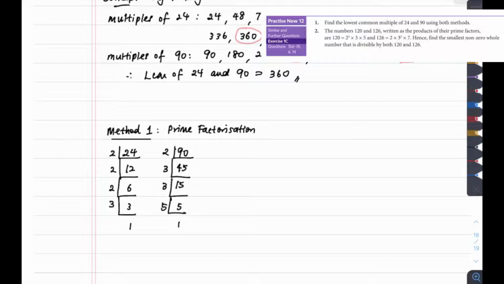So 24. Now let me list them down separately. So I have 2 times 2 times 2 times 3. Then for the 90, I have a 2. I don't have 2's anymore, so I'm going to just write the 3 behind and line them up nicely. Okay, so the thing is that I really need to line them up nicely.